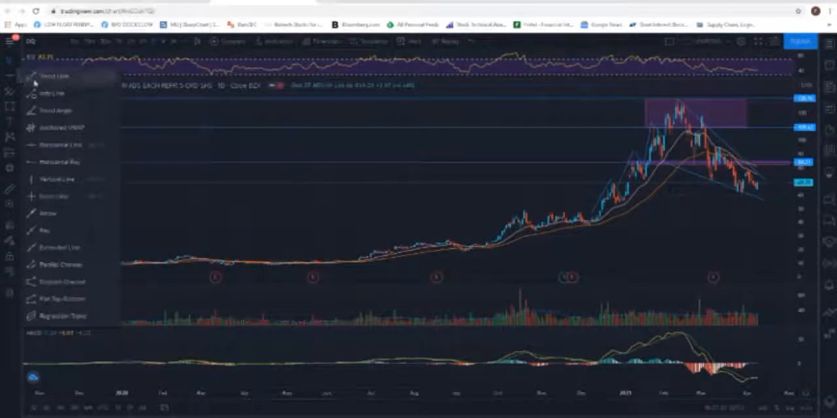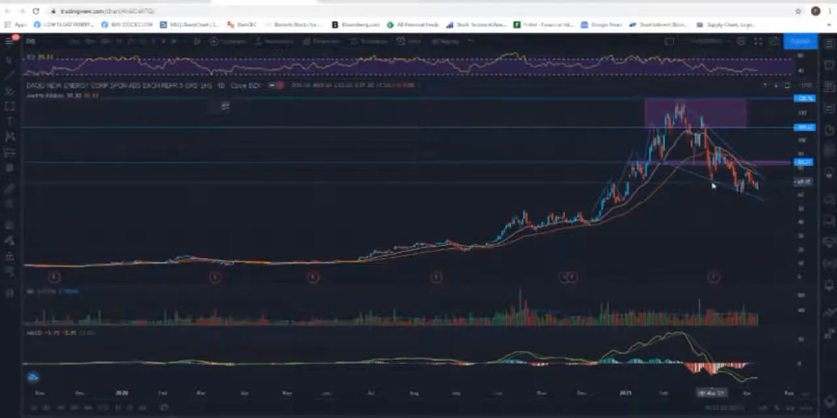What do we got here? Here's another form figure for you. You got a nice bear flag, guys. Put your trend lines up, connect the highs and the bodies of your candles, and you would have gotten an inside bear flag on this stock right here.